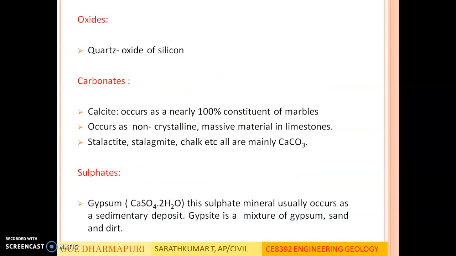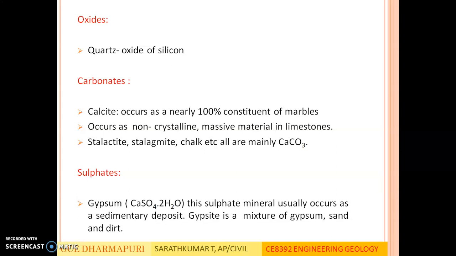So the next chemical mineral, rock forming mineral is oxides. One example of the mineral is quartz, which is nothing but an oxide of silicon. The next group is carbonate. Carbonate is nothing but calcium carbonate, CaCO3. One of the minerals having carbonate as its base chemical is calcite.